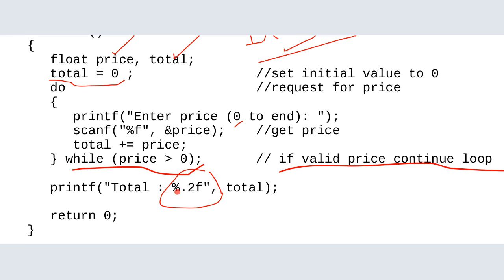Even if you get centav, you still will be able to work it out. You print out the total of what has been calculated. So you can see, don't get confused with this statement. I think I'd mentioned it earlier. Total plus equals to price is the same as saying total is equals to total plus price. Just the same thing we did the other side.